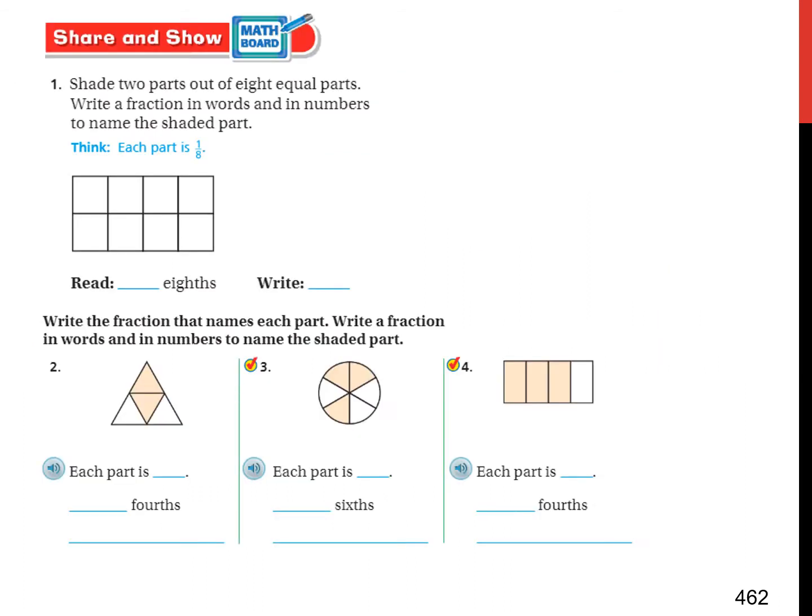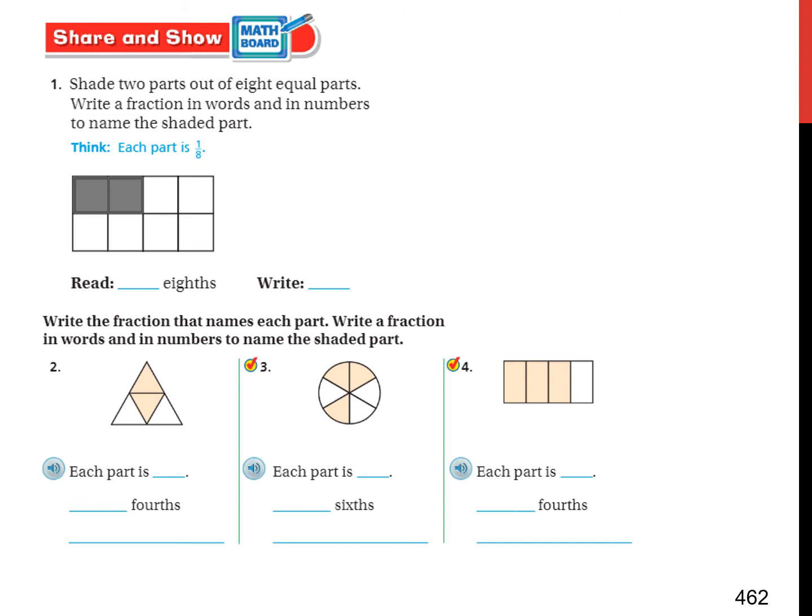We are still on page 462. Share and show. Question 1. Shade 2 parts out of 8 equal parts. Write a fraction in words and in numbers to name the shaded part. Think, each part is 1 out of 8. The rectangle here is divided into 8 equal parts. I will shade 2 parts. Let's shade them together. 1, 2.